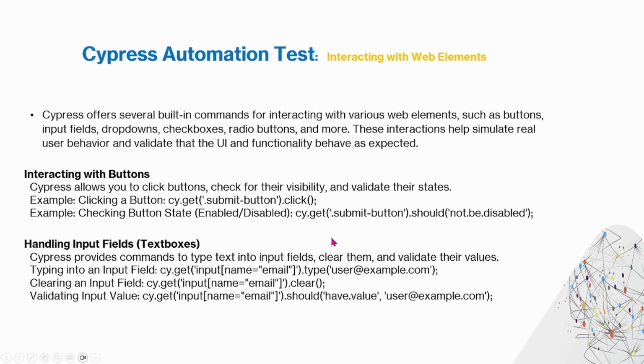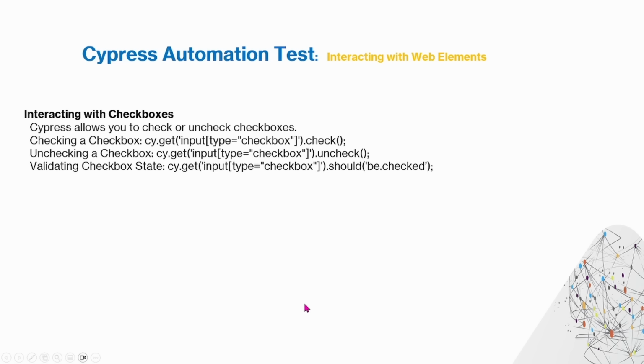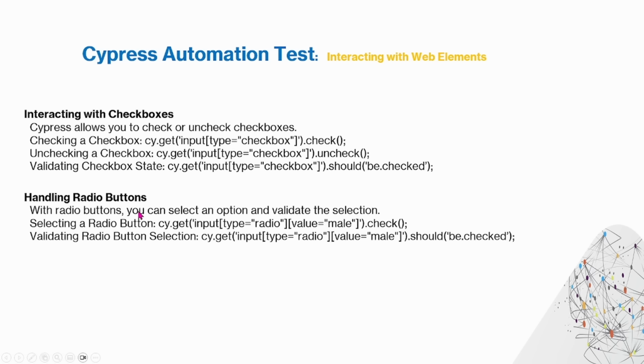For handling input fields, Cypress provides commands to type text into input fields, clear them, and validate their values. Typing into an input field, you'll use the type command, whereas clearing an input field, you'll use clear, and validating the input field, you should use should. Interacting with checkboxes is also another option. Cypress allows you to check or uncheck checkboxes, and you just use the commands check, uncheck, and should to validate the checkbox state. For handling radio buttons, you can select an option and validate the selection.